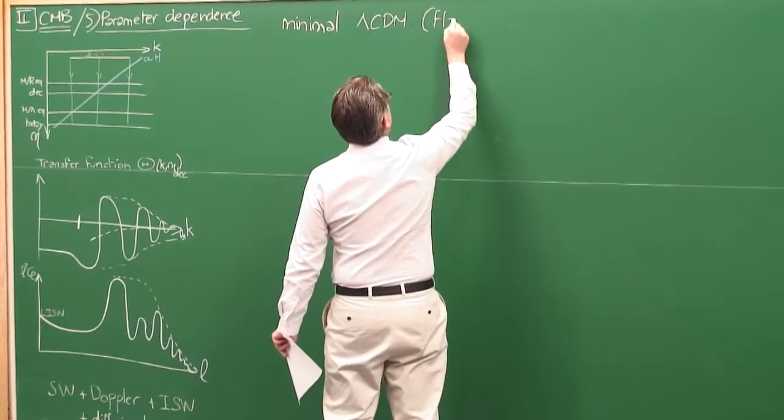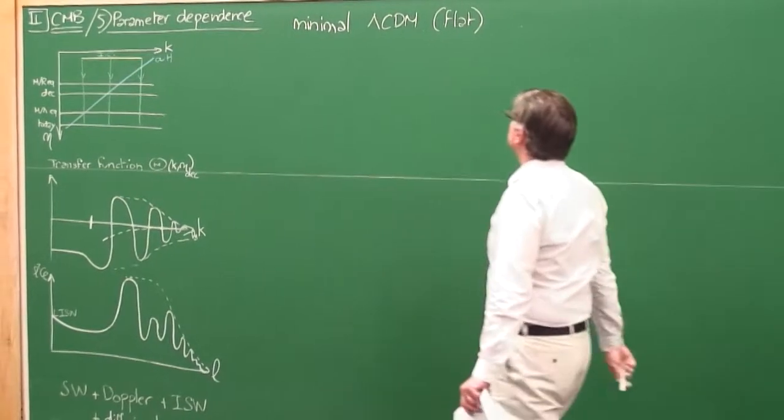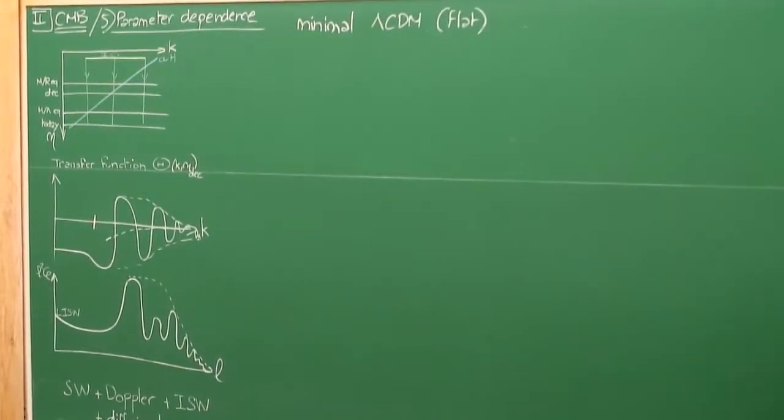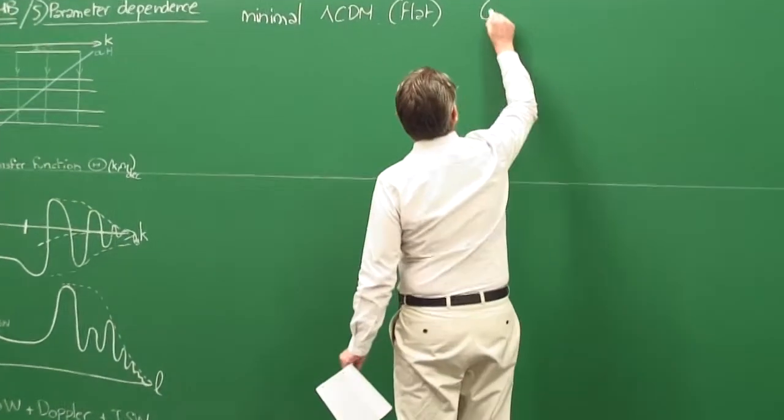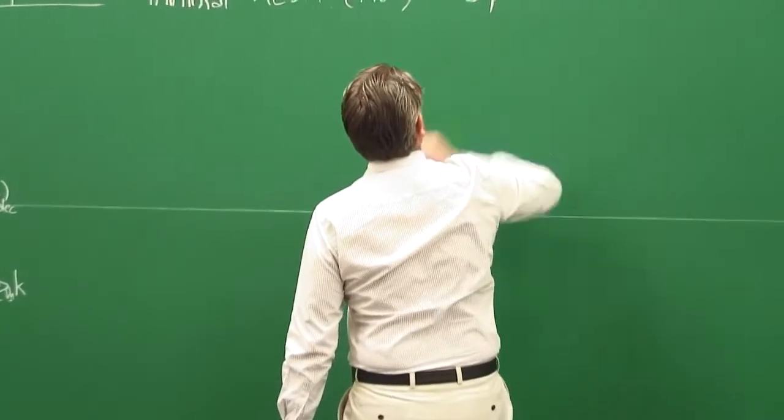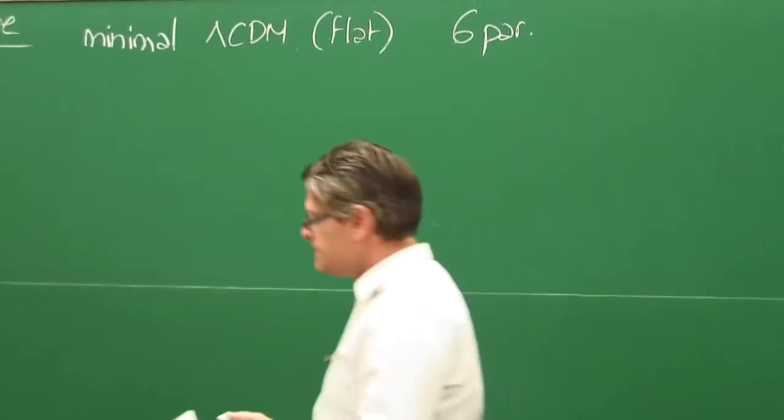it's assumed to be flat. Otherwise, it would be called open lambda CDM, or closed, sorry. It has 6 free parameters. So let us review quickly these parameters.